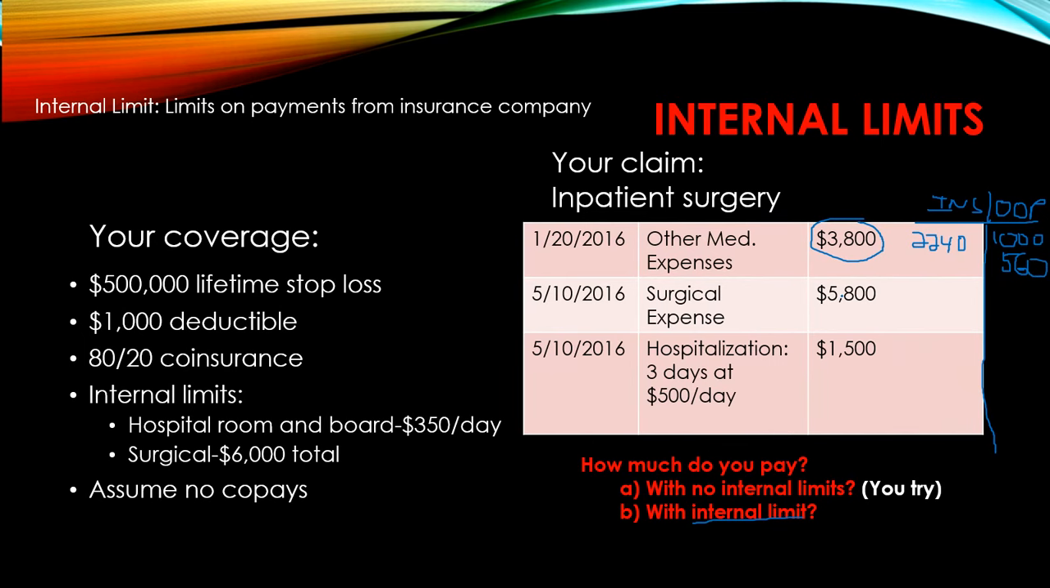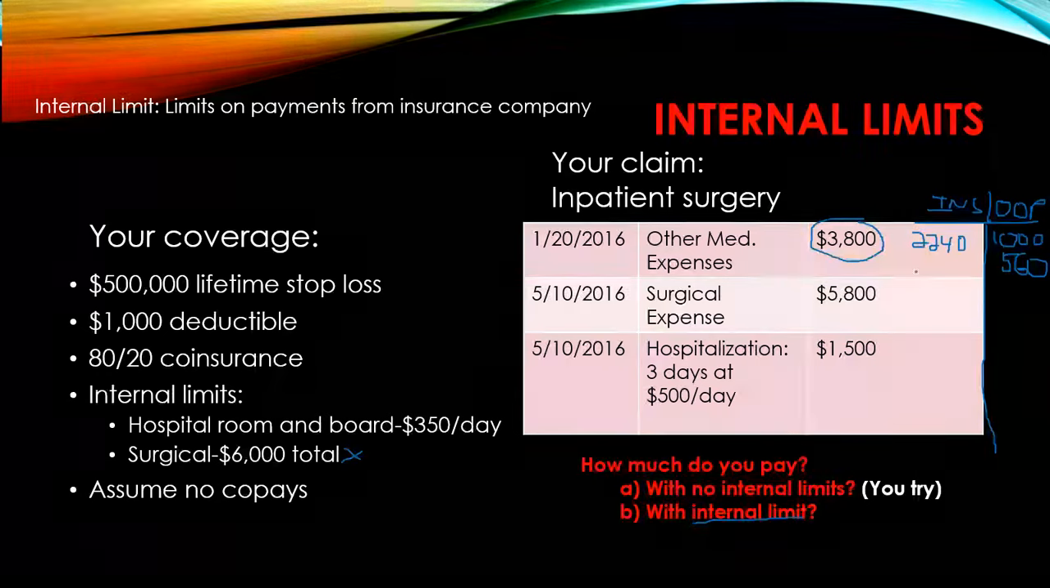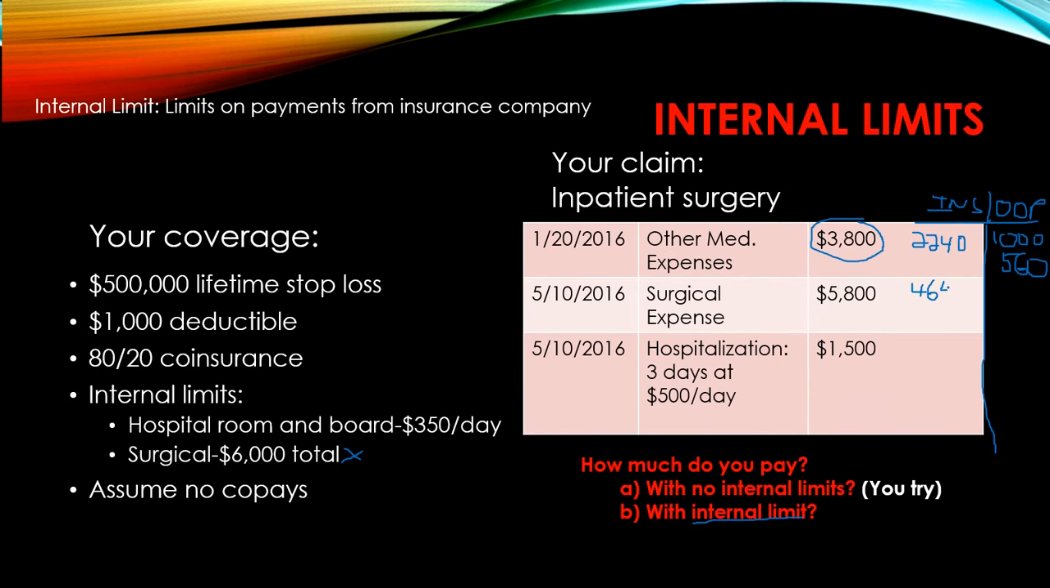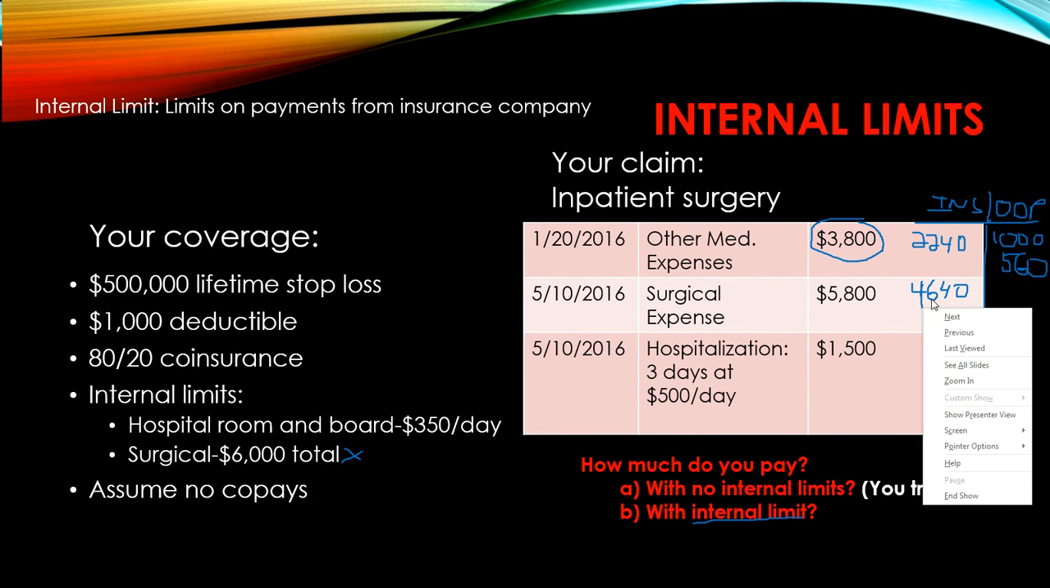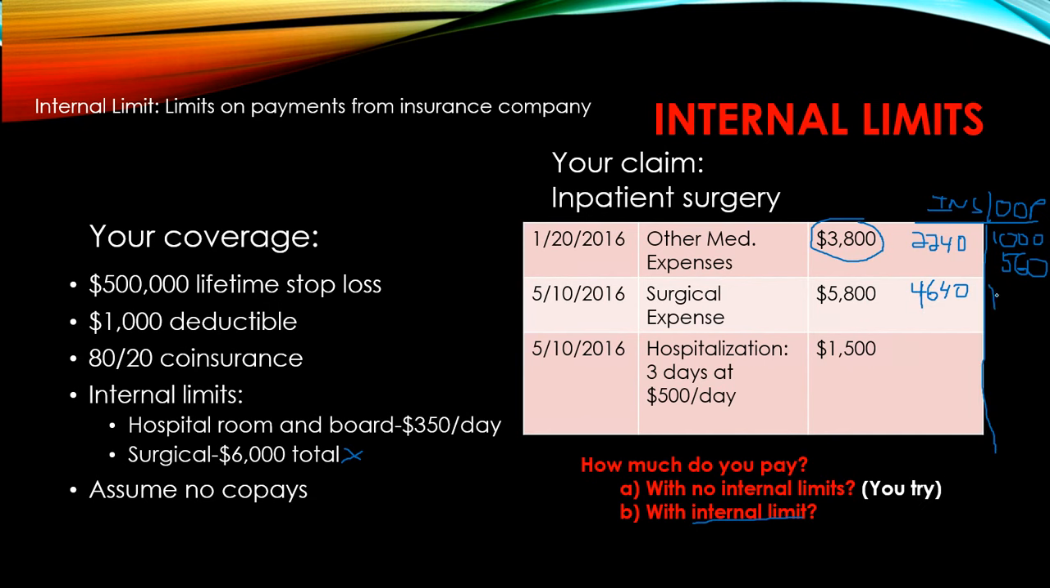Now, let's look at this surgical expense. The total amount is less than $6,000, so there's no way that their 80% is going to be more than $6,000. So the limit doesn't apply here to that one as well. We've already paid our deductible, so 80% of that is $4,640. And 20% of $5,800 is $1,160.